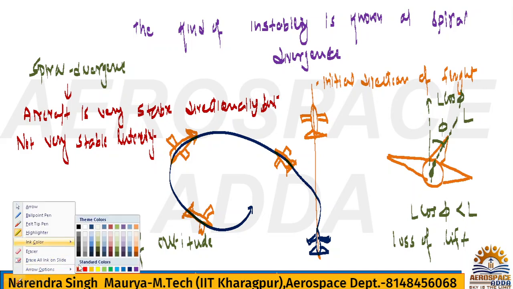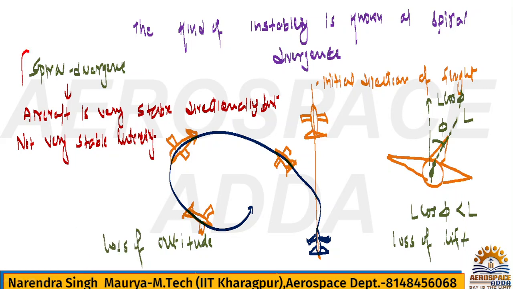So many single-mark questions can be created here. Once I conduct the test, very basic and very important questions will be asked related to the GATE exam. All right, this is spiral divergence. Hope everybody understood. Now coming to the directional divergence, another motion.